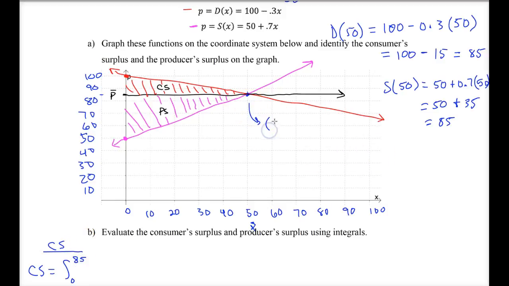And just to be sure here, this is x bar, p bar, where our x bar is 50 and our p bar is 85. Yeah, so here this is supposed to be x bar. So yeah, that's right. Yeah, that's the wrong number there. There should be 50, which is this number here. So sorry about that. So we go from 0 to x bar. And of course, for the consumer surplus, we see that the actual demand function is the one that is above the p bar function here. So we're going to write the 100 minus 0.3x first. So 100 minus 0.3x.